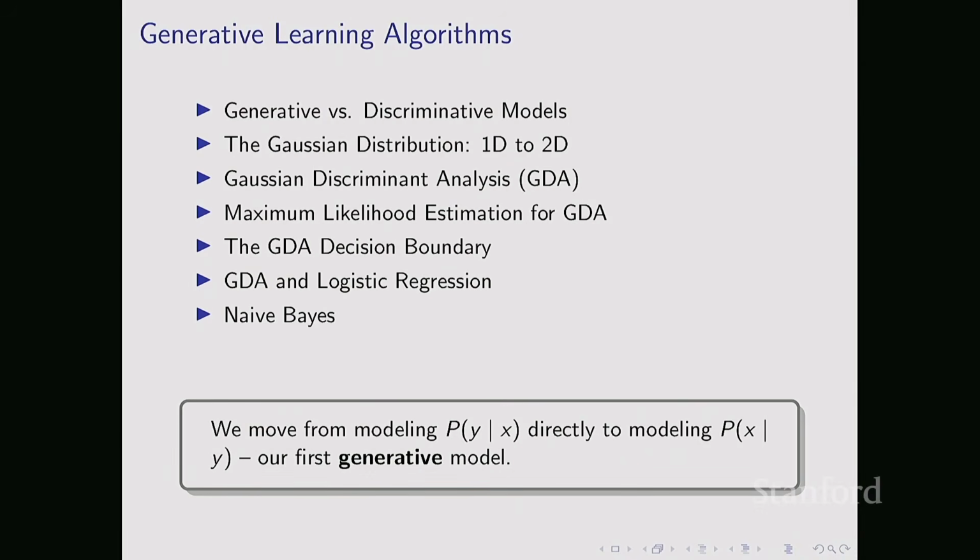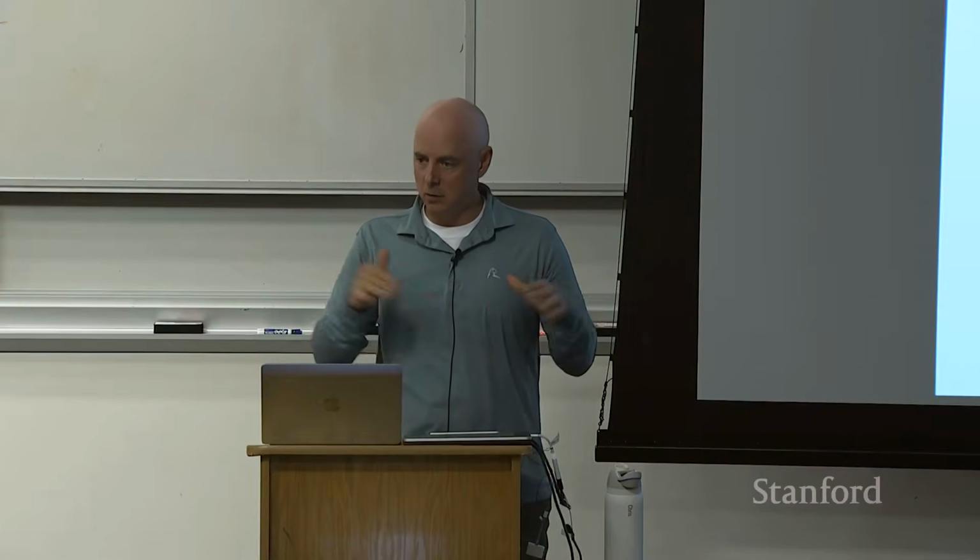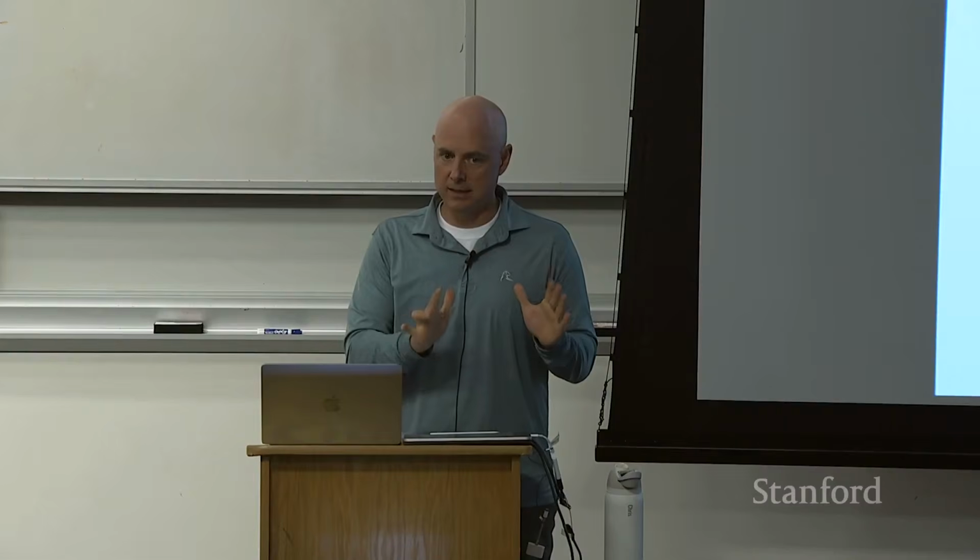I'm going to talk a little bit about the GDA decision boundary. I couldn't help myself here. There's one thing which I don't think is in the notes, but I just added in, which has to do with these things called quadratic decision boundaries, because the question has come up every time I've ever taught it. So I just put in a visualization.